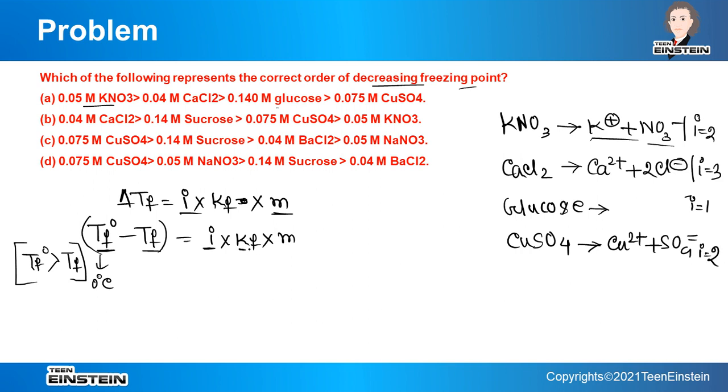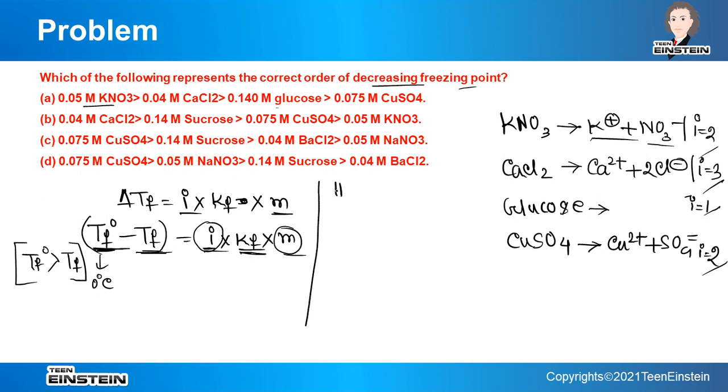Now Kf is also fixed, because Kf depends on the nature of the solvent, and the solvent is common for all of these 4 species. So Kf will be the same. Here Tf naught is constant, Kf is constant, but the value of Tf depends on the value of i and M. We have already calculated i, and M is given in the question. So the higher the value of i into M, the lower will be the value of Tf.